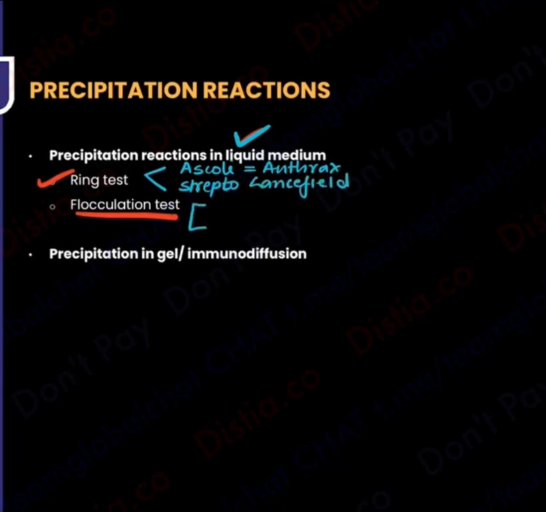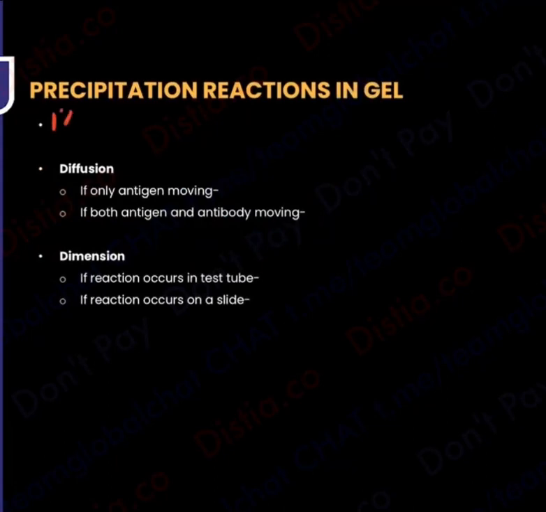For flocculation, you said, ma'am, you could make slide flocculation, for which the example you gave was VDRL. And you could do a tube flocculation where you gave an example of the Kahn test. So these two are certainly done, but you were doing all of this in a liquid. Now it's time to change into a gel. Gel means what? Agarose gel. So you're going to use a 1% agarose gel over here.